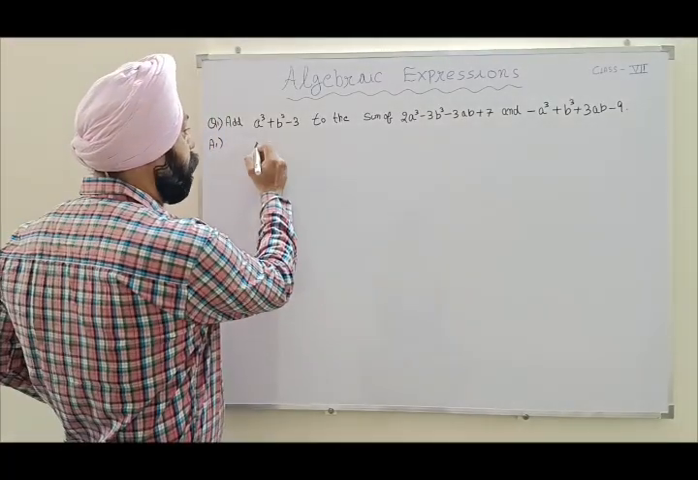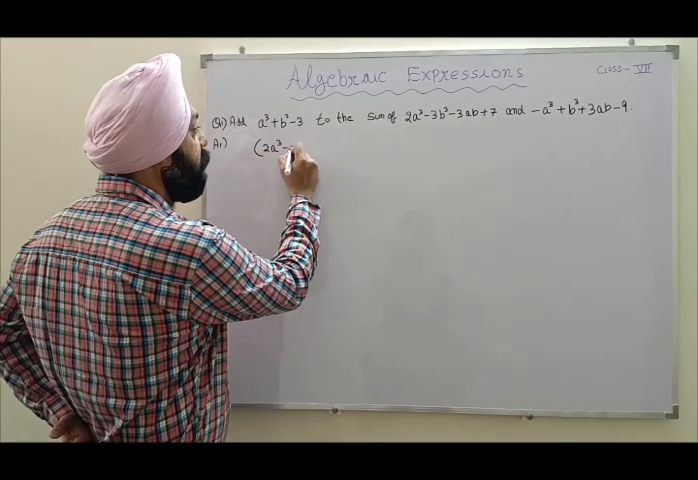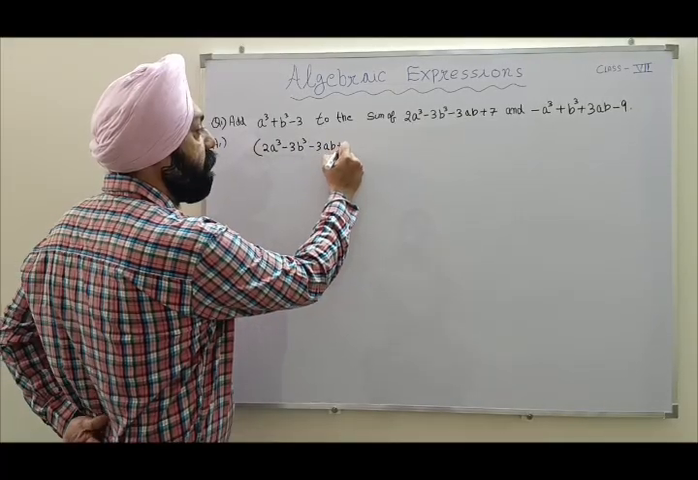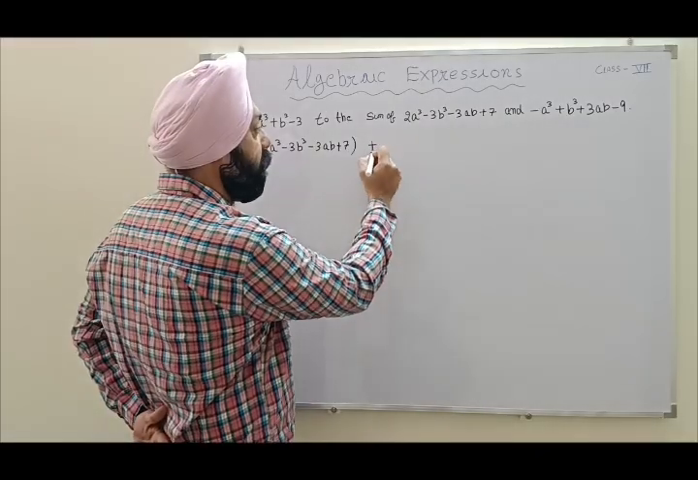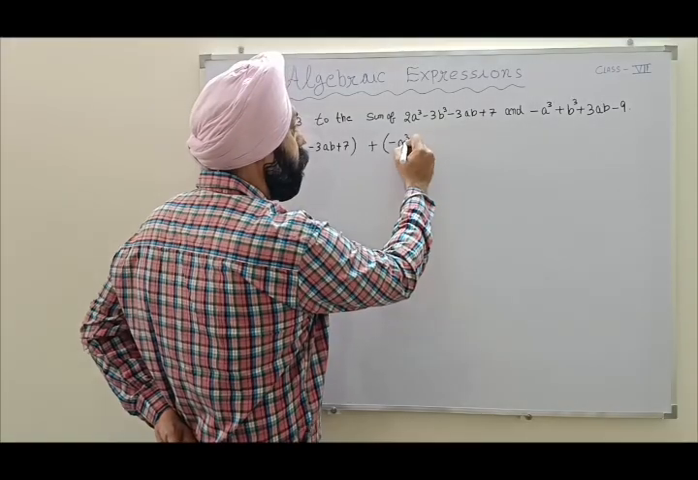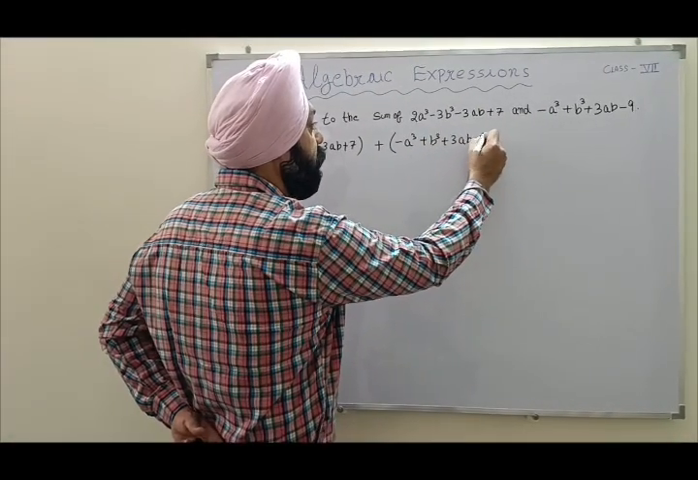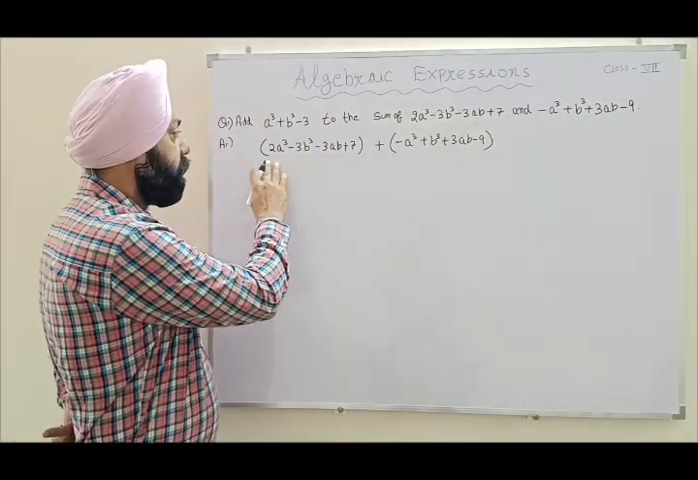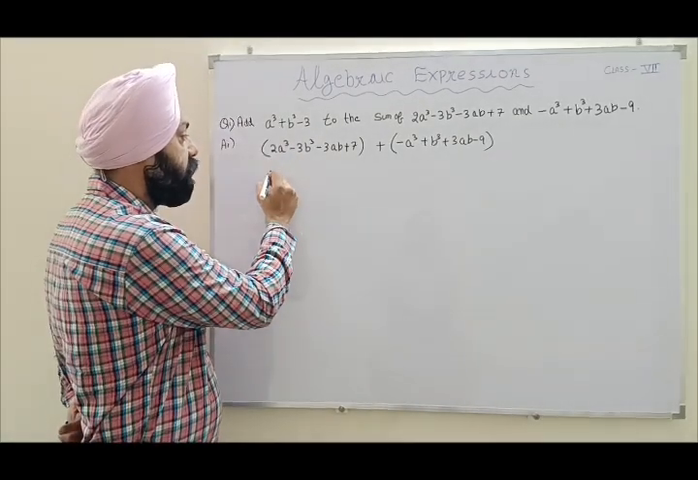So what we will do, we can put the first expression in brackets: 2a cube minus 3b cube minus 3ab plus 7. So this is our first expression, and we have to find the sum, so we will put a plus mark, and this: minus a cube plus b cube plus 3ab minus 9 in brackets. Now in the next step we will open the brackets, and there is no minus sign, so all the signs will remain as they are. There will be no change in the sign.